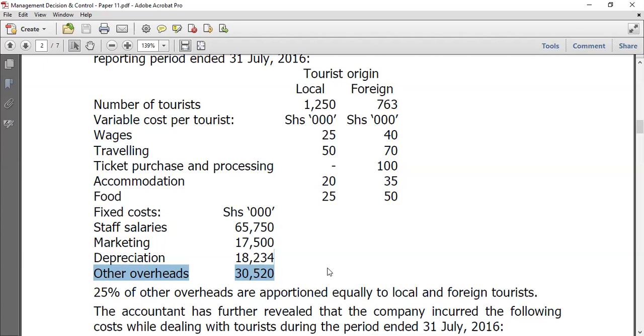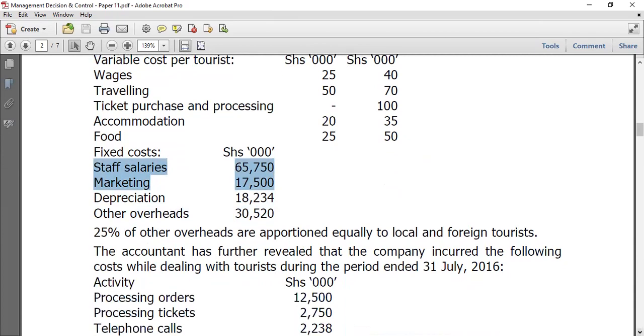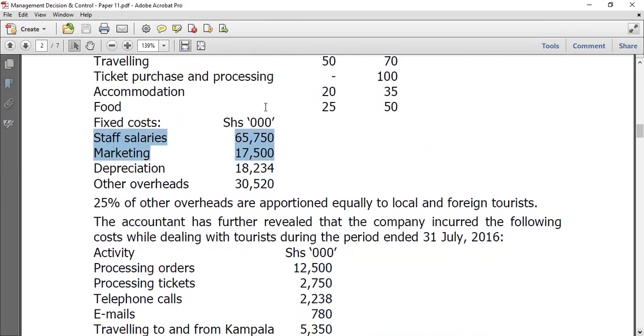Okay. Now the remaining overheads, we are going to treat them just like the way you're seeing the other fixed costs, okay? First, remove this and allocate them equally between local and foreign, okay? And then for the remaining fixed costs, the ones that we have, we're going to find a way of allocating them. And of course, at the end of the day, before you even get to fixed costs, make sure that you determine your contribution, okay?